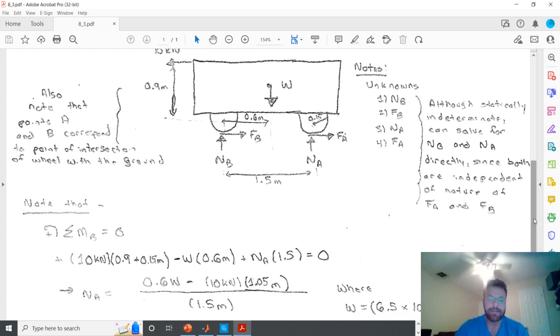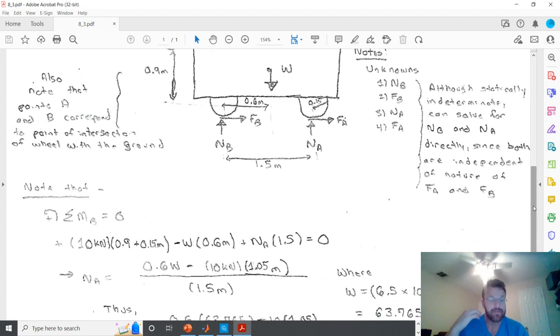Now, even though we technically have a statically indeterminate situation because we have four unknowns, and of course we can only write three equations of equilibrium, we are going to be able to solve for NB and NA directly. We can write equations of equilibrium which isolate those unknowns. Namely, hopefully you notice that if you enforce rotational equilibrium either at point A or point B, and remember that point A and point B here are denoted as the points of intersection of the wheel with the ground, as I've written here, you're going to be able to solve for one or the other normal forces. And then if you sum all forces in the vertical direction, you'll be able to solve for the other. And that's exactly what I did here.